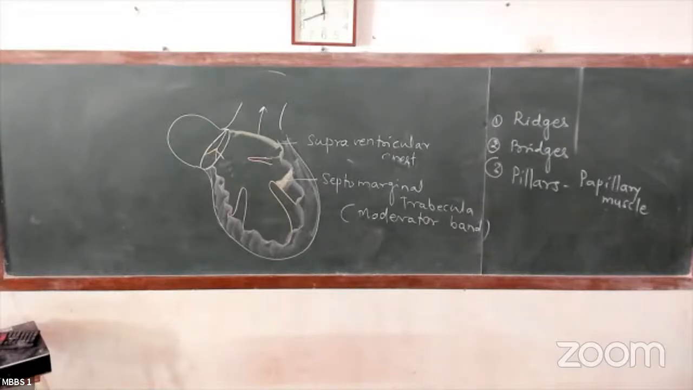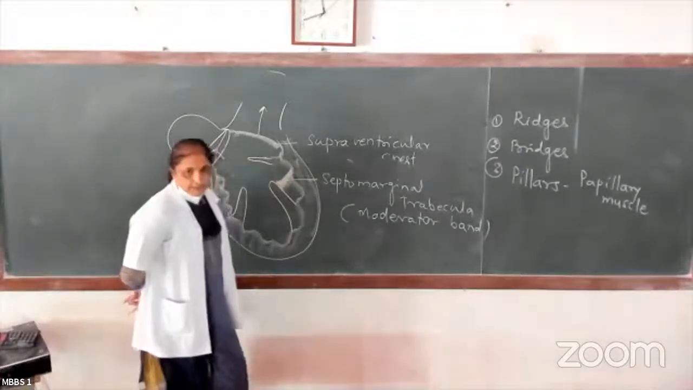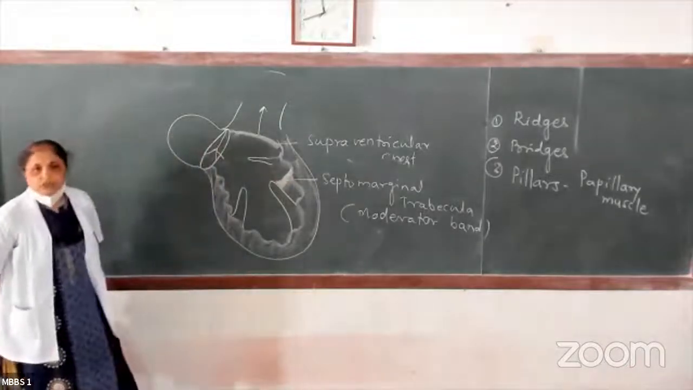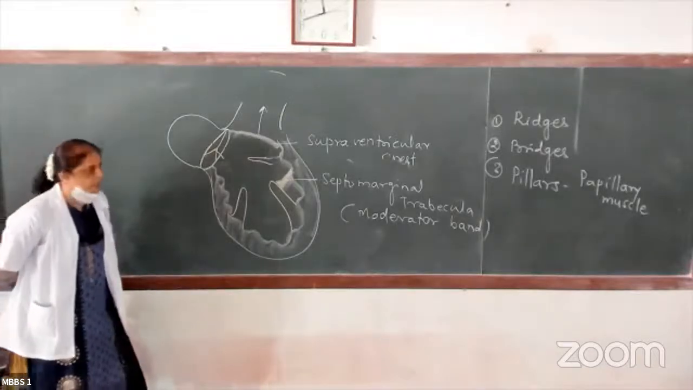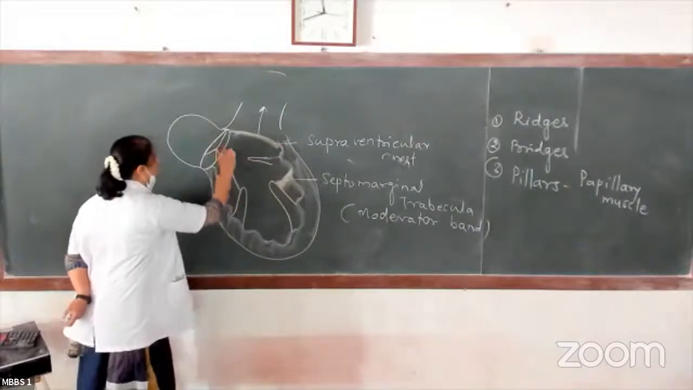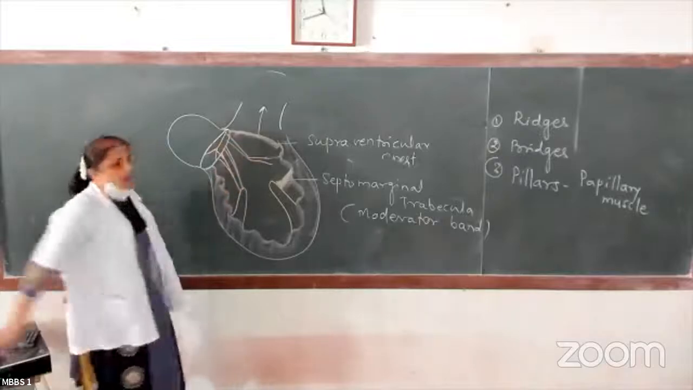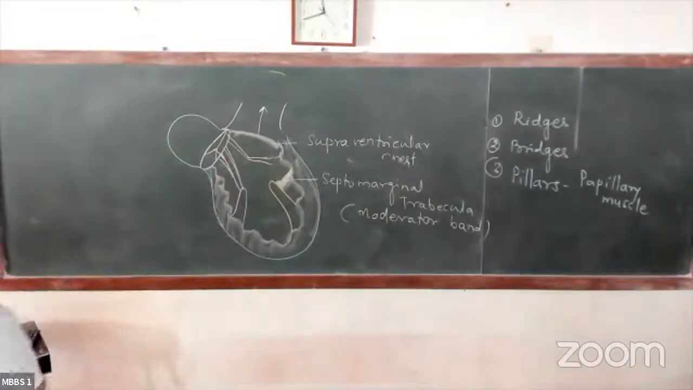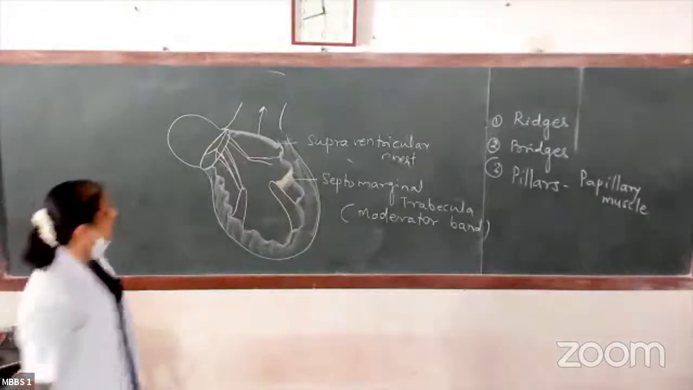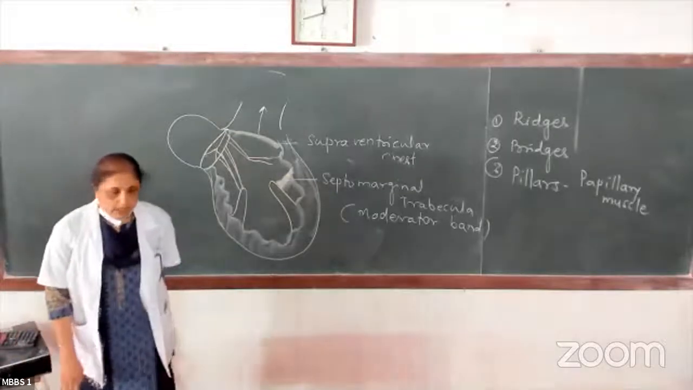What is the function of these papillary muscles? The apical portions of the papillary muscles give attachment to fibrous tissue. In turn, this fibrous tissue is attached to the leaflets here. And what is the name of this? They are called the chordae tendineae. The chordae tendineae are attached to the tip or apices of the papillary muscle.